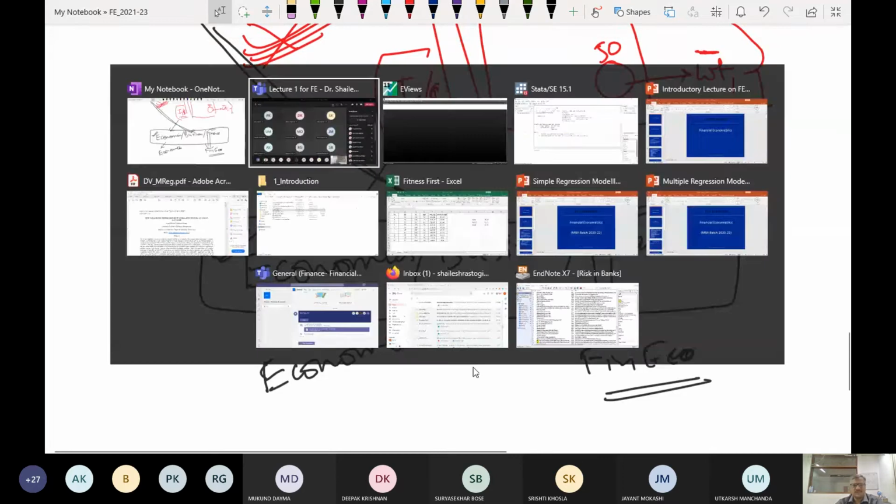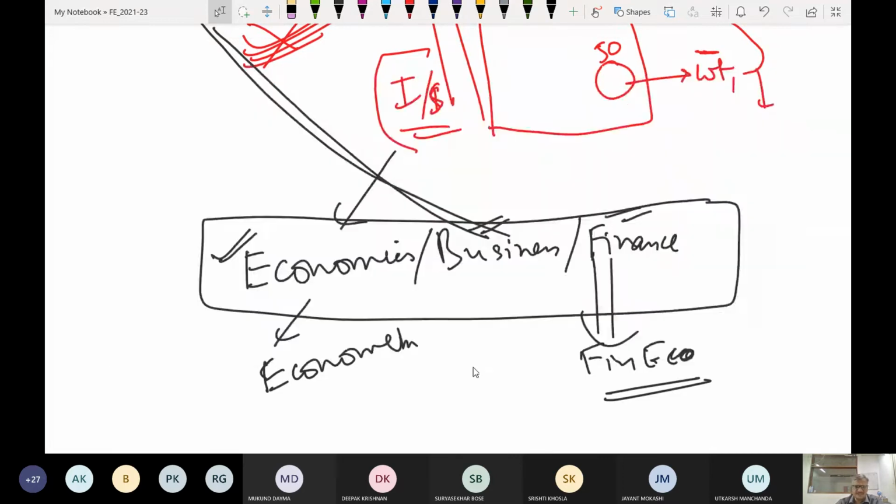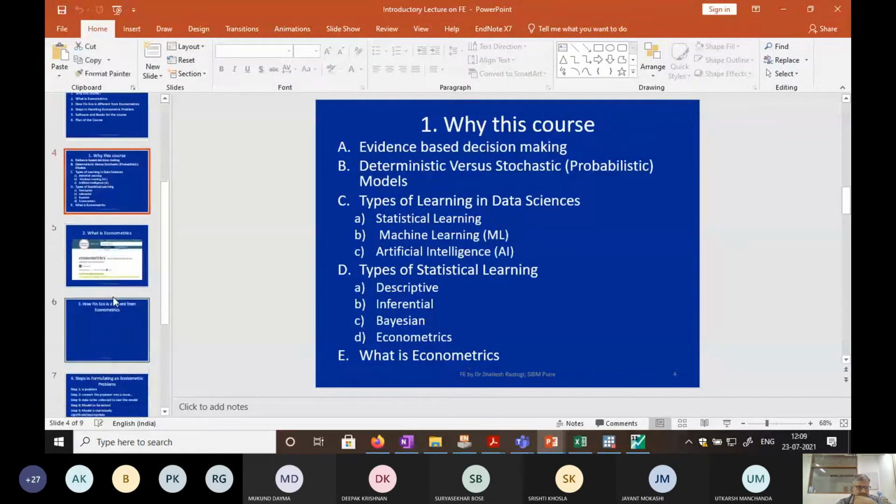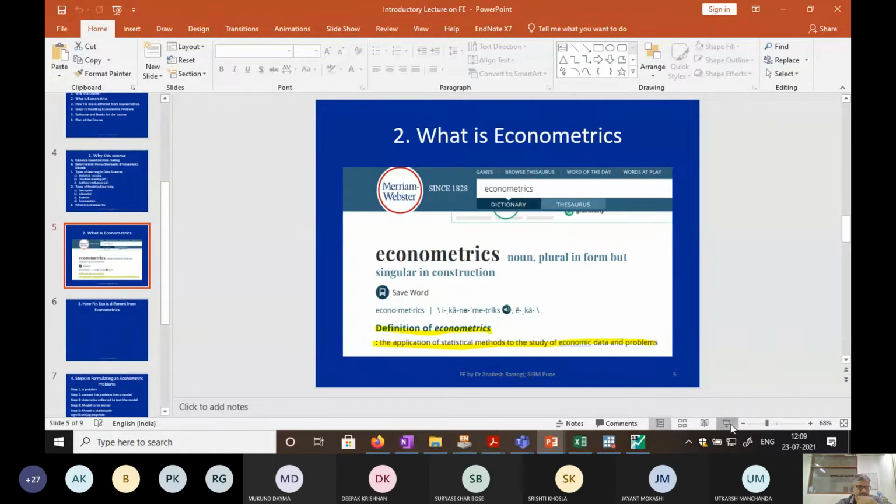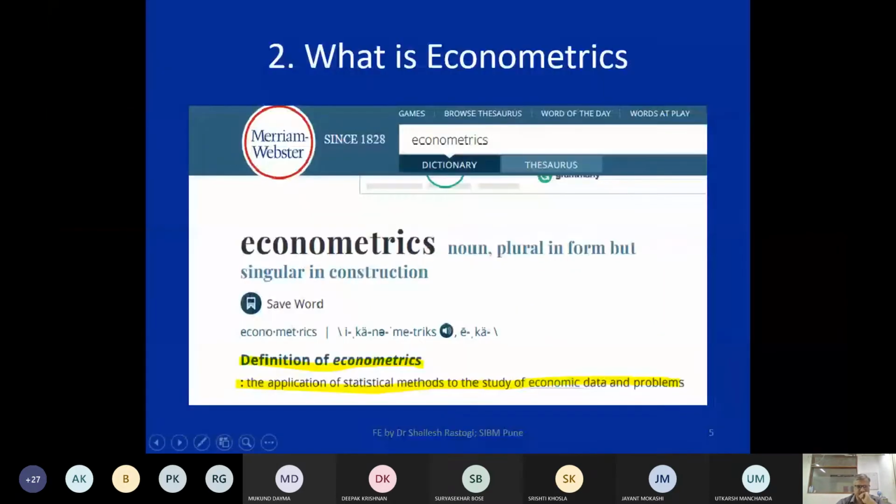Yes, sir. Then I think I have a slide on the definition of econometrics. So we apply a lot of statistical learning to solve economic, business, or financial problems. That's nothing but econometrics. Or when we are talking exclusively about solving financial problems, we are talking about financial econometrics.